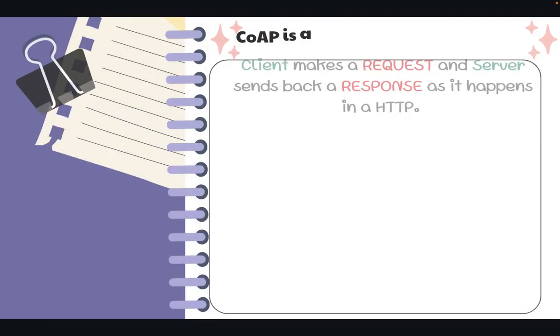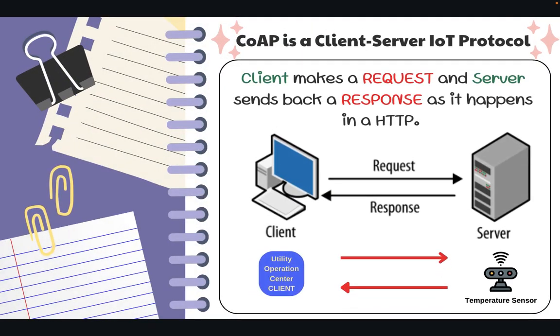So let us take the next slide. CoAP is also called a client server IoT protocol. It is very simple. Here I have taken this particular diagram, where we have a client and a server. In order to communicate between the client and server, first the client will send a signal called a request signal to the server. After receiving the request signal, the server will respond. On this basis, we call CoAP a client server IoT protocol.